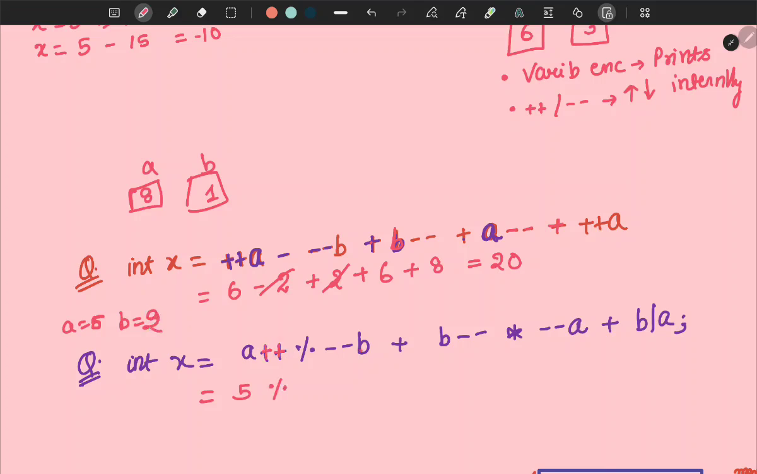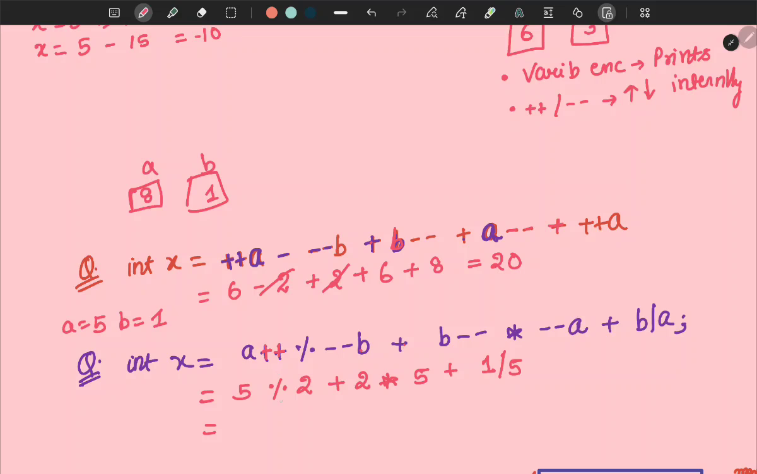decreased, then it saw the value of b, so 2. Then it saw plus, so plus, then again it saw b first, so it will print the value of b. Later it saw minus minus, so internally it will decrease to 1. Then into, then minus minus, it has seen minus minus, right? Then a, and then plus, and then again b by a, so b is what? 1 and a is what? 5. So what will be the answer for this?